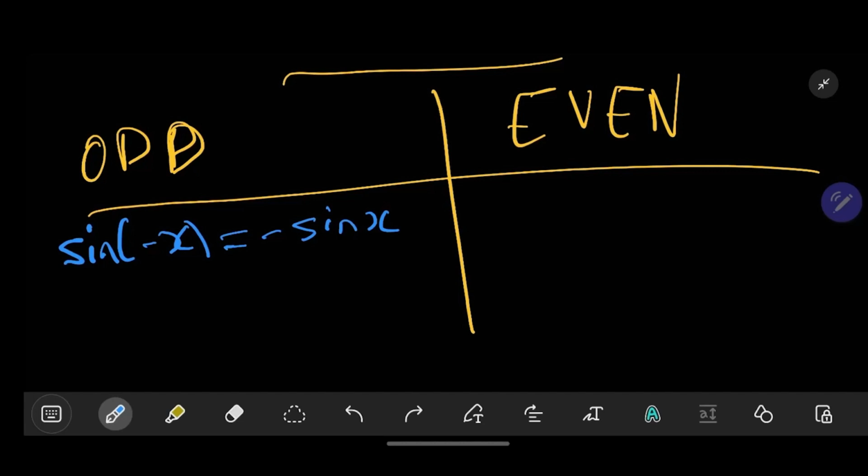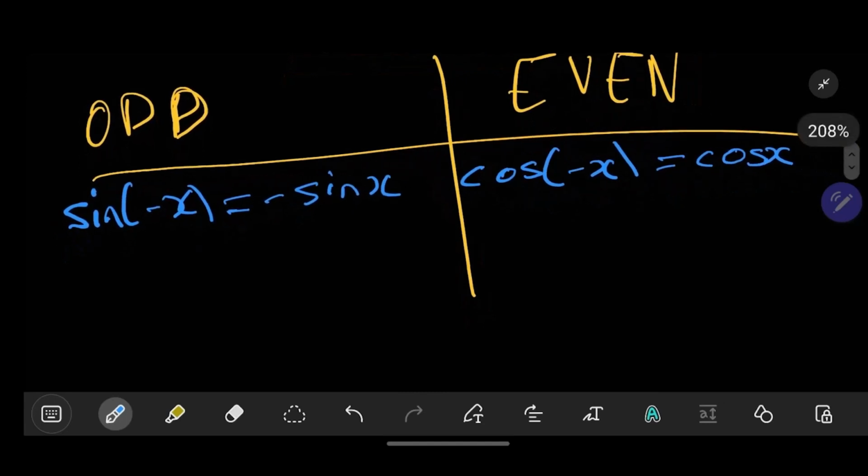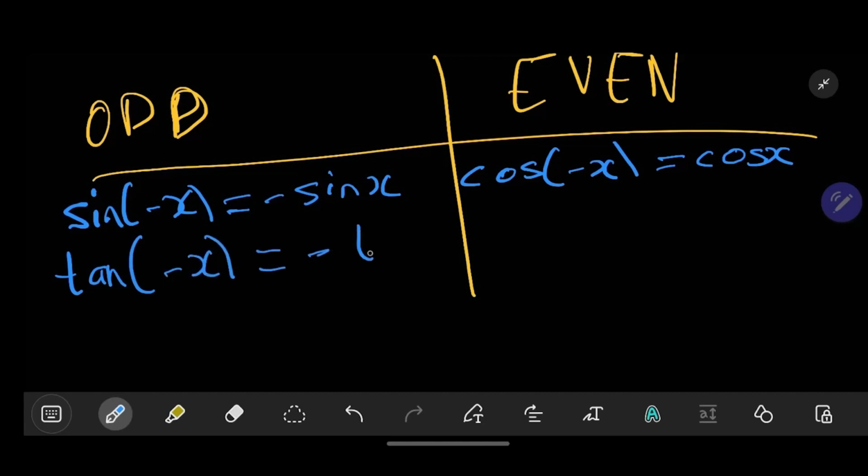Okay, on the other hand, cos of negative x, what do you think cos of negative x would be? It will end up being even as well. So cos of negative x, which is an angle, will remain as cos of x. Okay, let's take another one. What if we have tan of negative x? What do you think tan of negative x would be? Remember that tan is made up of sine divided by cos, and we already know that sine of a negative angle is negative sine and cos of a negative angle is positive. Negative divided by positive is negative. So tan of negative x would be equal to minus tan of x.